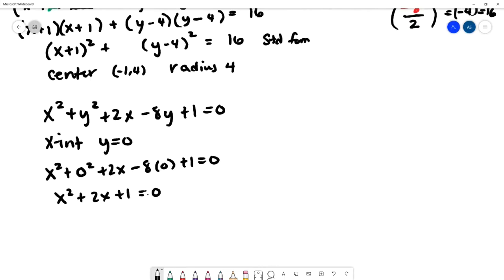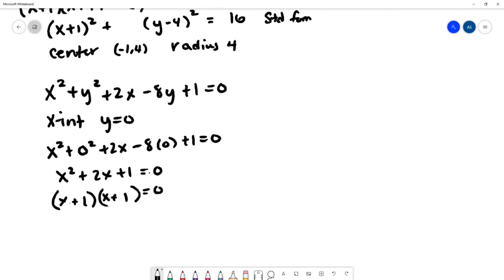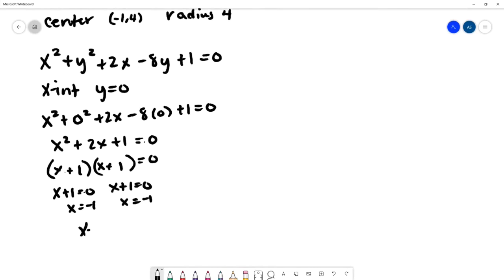And let's see if I can factor this. x times x is x squared, the first term. 1 times 1 is the last term. And we can do both pluses to get the middle term of 2x. I can set each one of these factors equal to 0 and get x equals negative 1. So we only have one x-intercept, and that's going to be negative 1, 0.